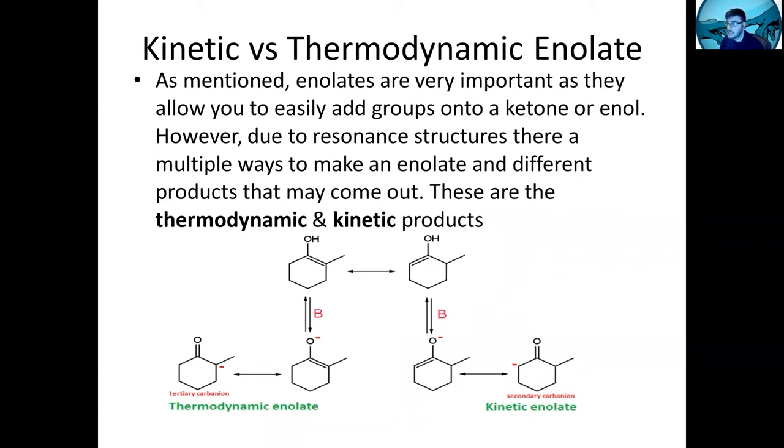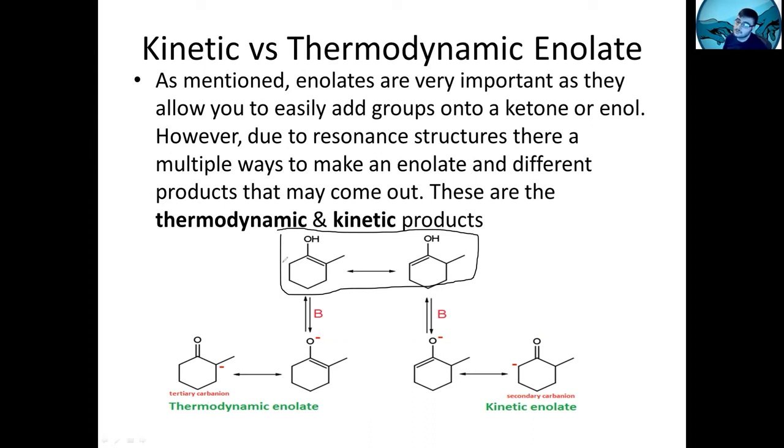Next, let's talk about kinetic versus thermodynamic enolates. As mentioned, enolates are very important as they allow you to easily add groups onto a ketone or an enol. Due to resonance structures, there are multiple ways to make an enolate and actually different products that may come out. These two products are called the thermodynamic and the kinetic product. Again, if you look at it, these two are resonance forms, and they're both enols. They can both be turned into ketones if you wanted to, but shown here is the enol form.